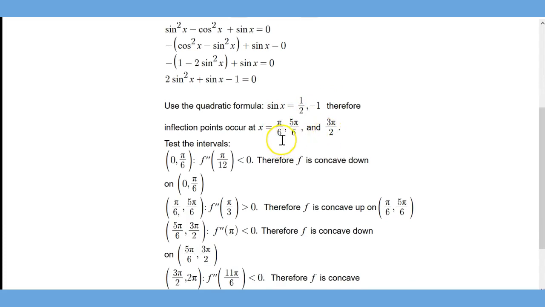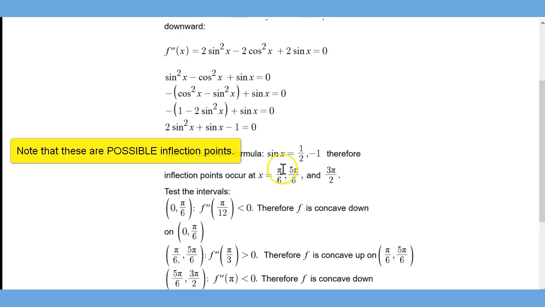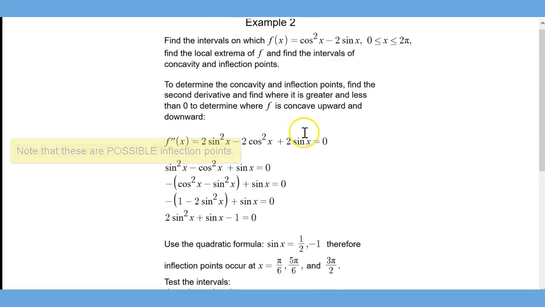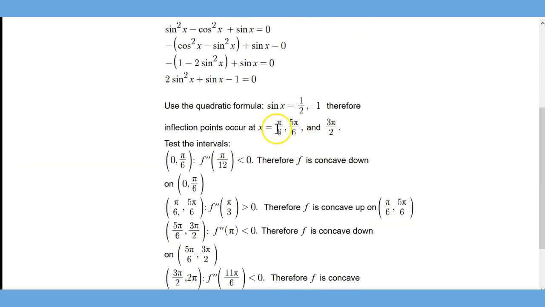And I find that the inflection points occur where sine x is 1/2 and -1. So this interval, remember, was 0 to 2 pi. So this happens when x is pi over 6, 5 pi over 6, and 3 pi over 2. So we have to test around pi over 6.